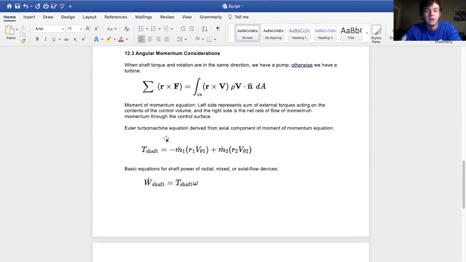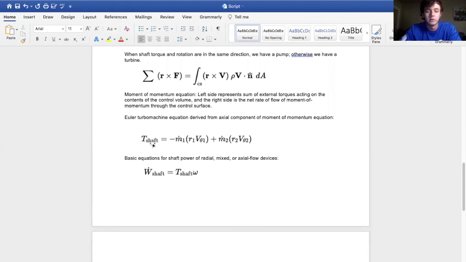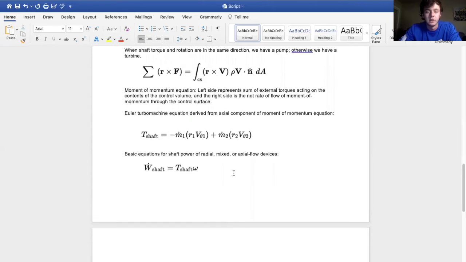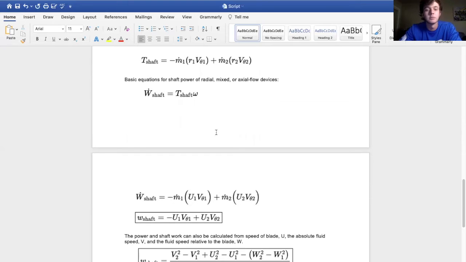And then here we have the Euler turbo machine equation, this right here, and it's derived from the axial component of this big equation, and it's just a very popular equation used to find the torque of the shaft. And then these are some basic equations to find the shaft power for radial, mixed, or axial flow devices with compressible or incompressible flows, and these are just different ones. You could use the Euler, plug it in here, or you could just form it yourself.